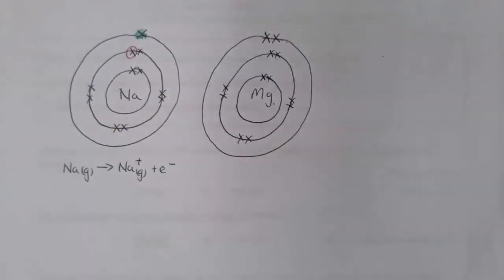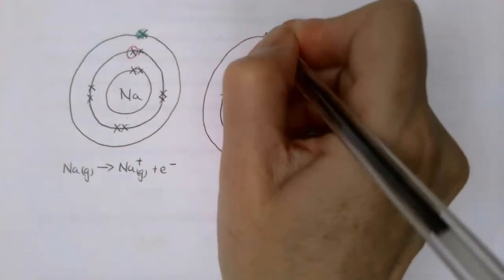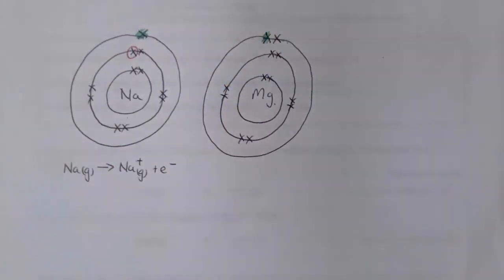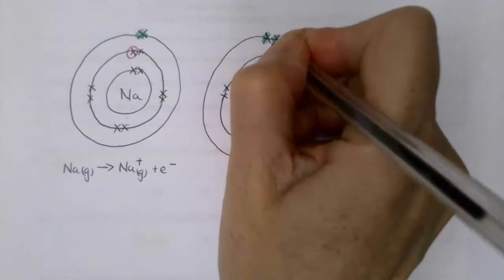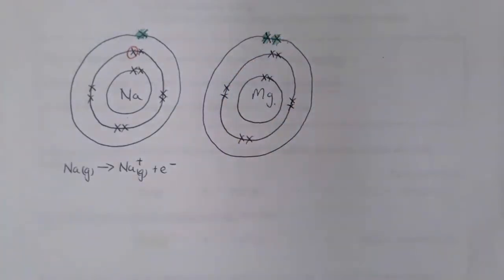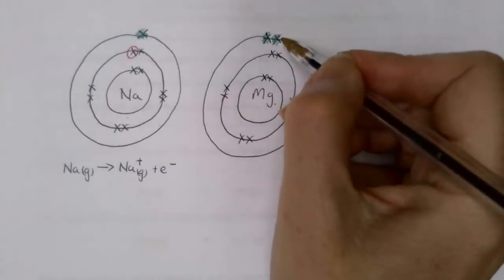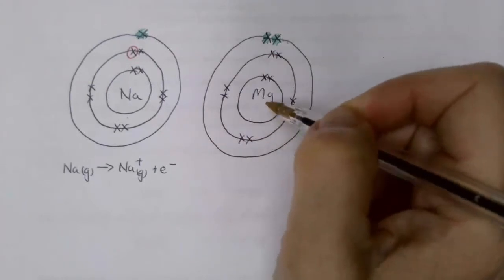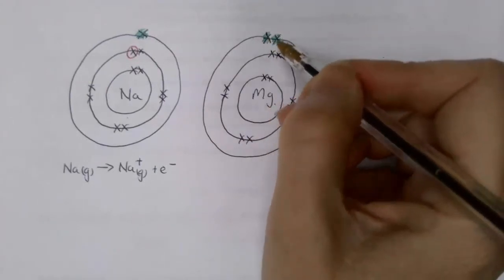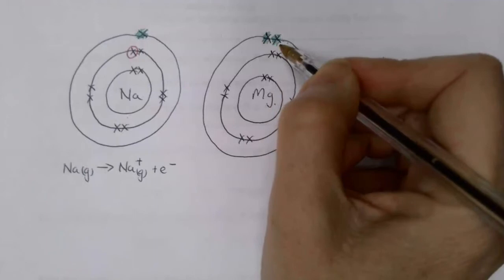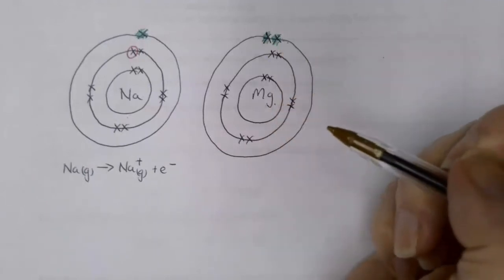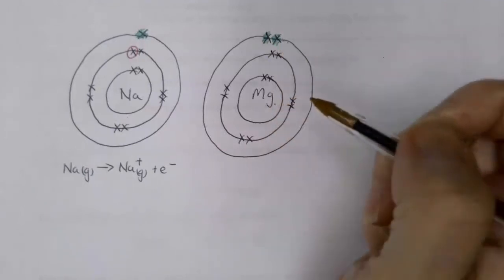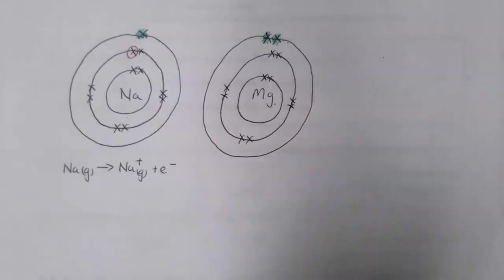Whereas for magnesium, first ionization energy, I lose this one. Second, I lose this one. I'm removing both electrons from the same principal quantum shell. So they're a similar distance from the nucleus, and they've got the same amount of shielding. So although it does increase, it's not a big jump. However, if you looked at the third ionization energy of magnesium, you would see that is where the big jump would come in.